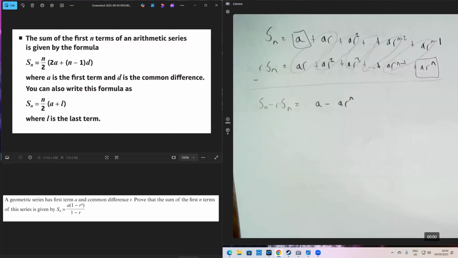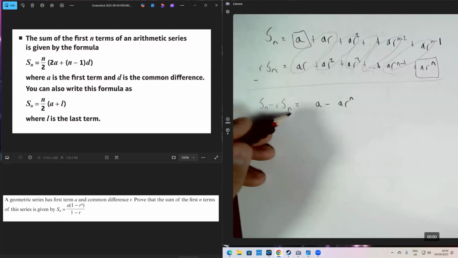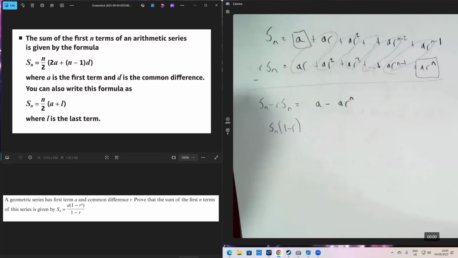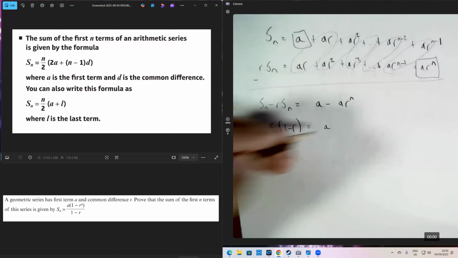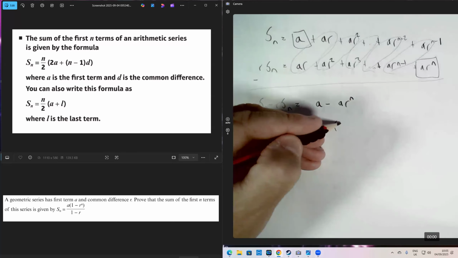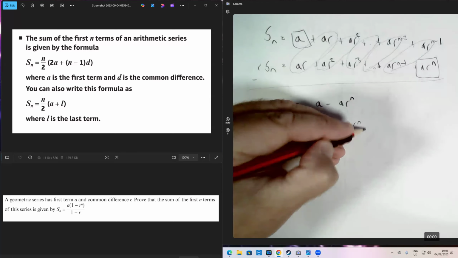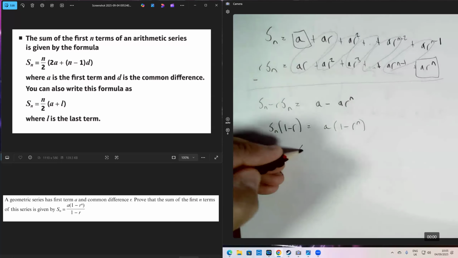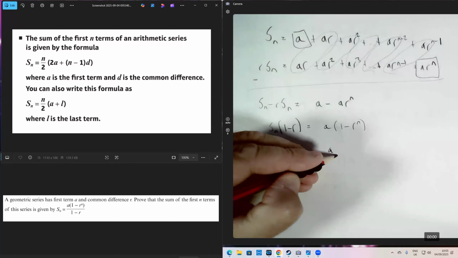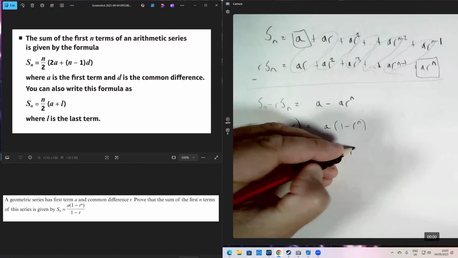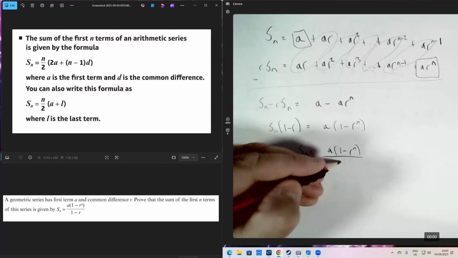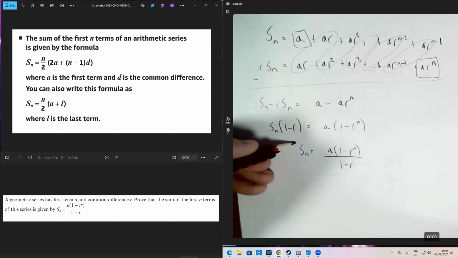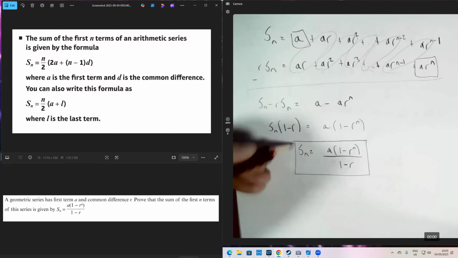So what we do now is, on the left-hand side, factorize out our Sn. So Sn, open brackets, 1 minus r. Over on the right-hand side, we're going to factorize out our a. So that gives us a times (1 minus r to the n), like so. And then finally, we're just going to divide by 1 minus r. So we have Sn is equal to a times (1 minus r to the n), all over 1 minus r. And that is our formula derived for the sum of a geometric series.